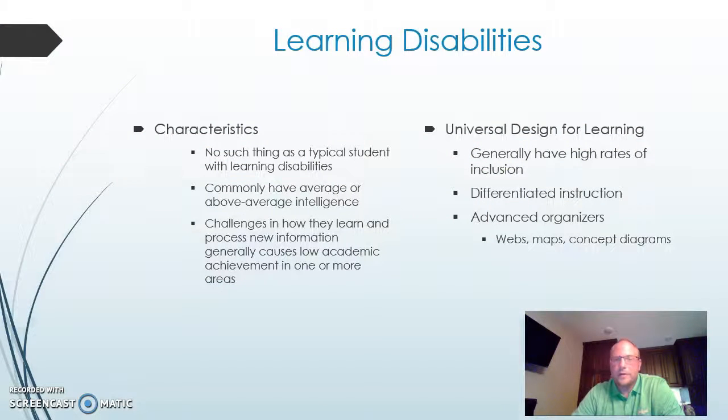First is learning disabilities. There truly is no such thing as a typical student with learning disabilities. You cannot tell a student has a learning disability by looking at them. They're all different. These students do commonly have above average or average intelligence. They struggle with certain subjects or certain areas of learning, how they process information in those areas. Universal design for learning ideas. Differentiated instruction, I feel, is a big one in this one, but I also feel it's a big one in pretty much all these, and I'll touch on that later.